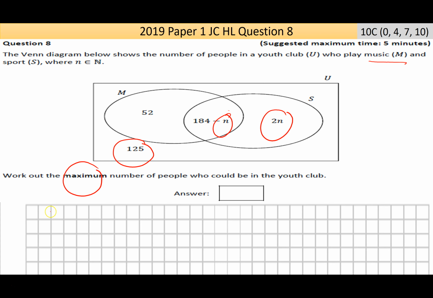So the number in the U Club is equal to everybody. So all the people outside here, the 125, plus the 52 here, plus, now, the biggest this n could be is 184, because 184 take away n would give 0. If n was bigger than 184, you'd have a negative number here, and you can't have a negative person.